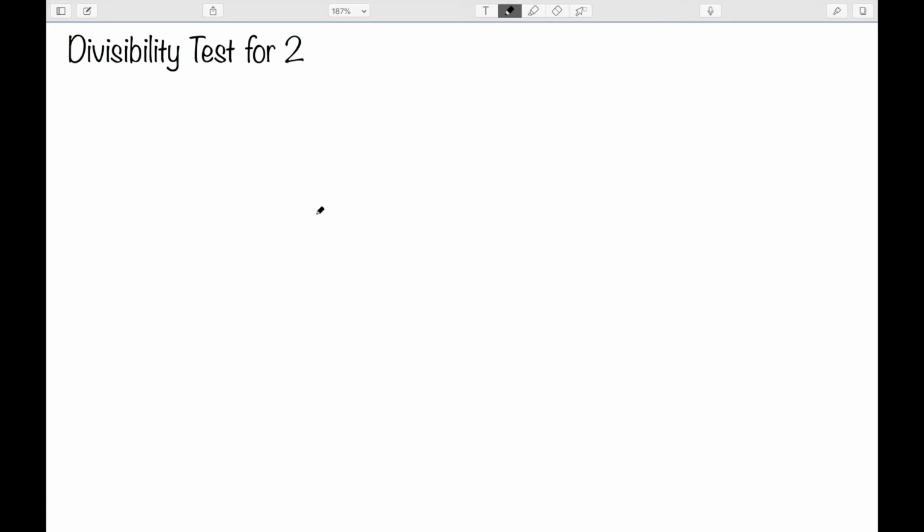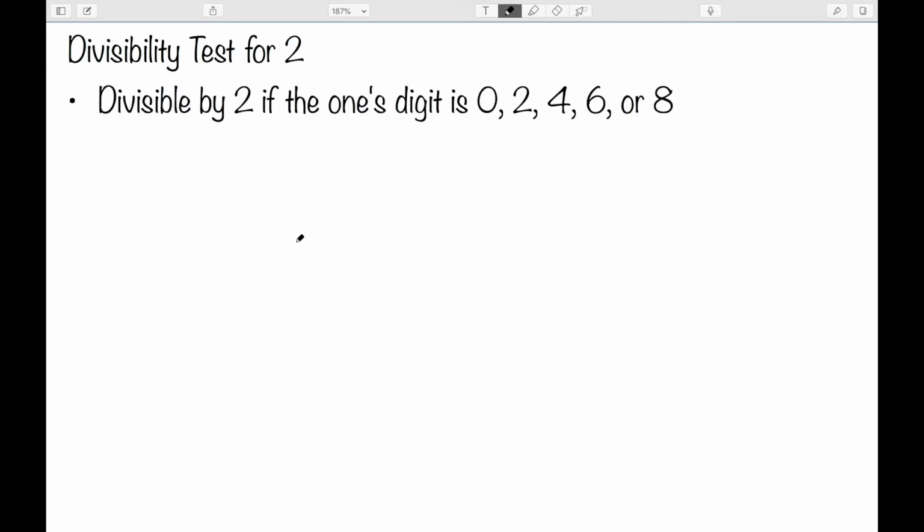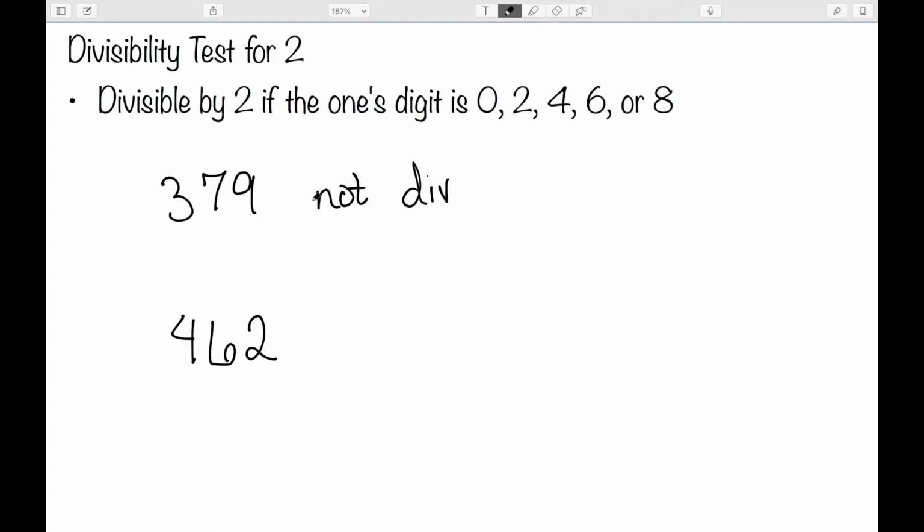Let's start with the divisibility test for 2. The divisibility test by 2 says the number is divisible by 2 if the ones digit is either a 0, 2, 4, 6, or 8. And I'll talk about this divisibility test a little bit more in my next video when I talk about even and odd. So this tells me if I look at numbers like 379, this would be not divisible by 2, since it ends in a 9. However, 462 is divisible by 2, since it ends in a 2, which is on this list.